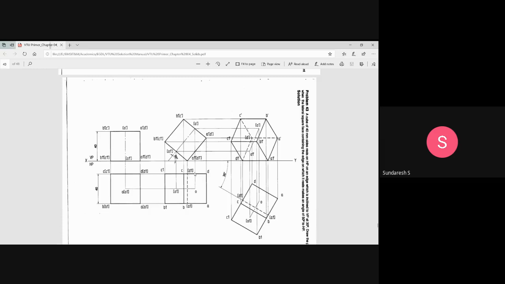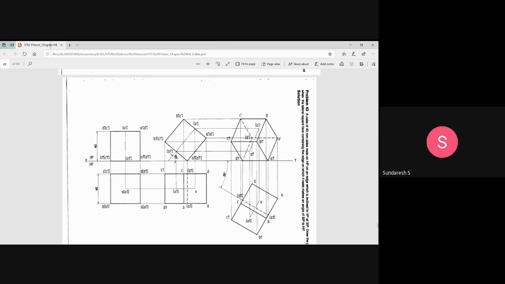And the remaining edges, like D1 dash and D dash, or A1 and A, are also not visible, but they are forming an outline here. That's why they have been shown as a continuous thick line. Or they are just overlapping with the edges CD and AB, so we cannot show them as a dashed line. This is how we apply the rules of visibility in the top view. So this is the completion of the second position of a cube.